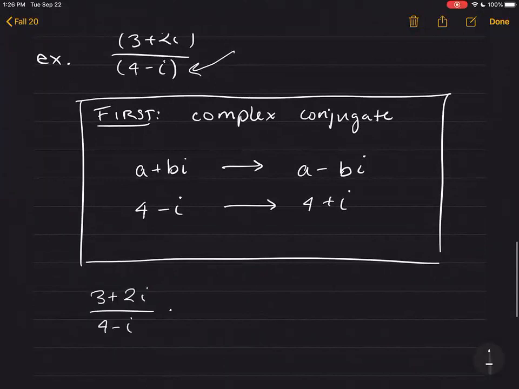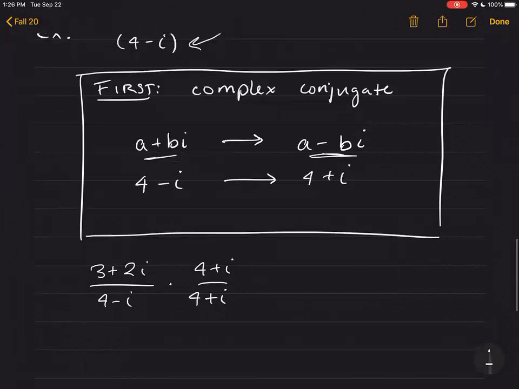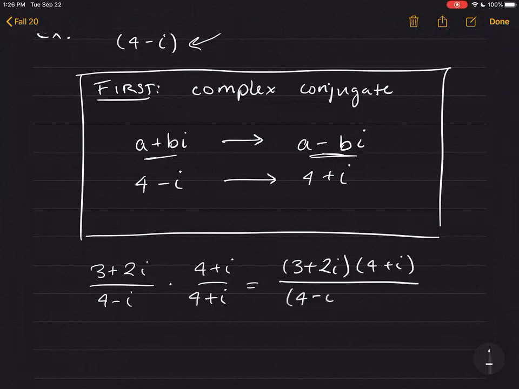We're going to multiply it by 4 plus i, top and bottom, like that, our fancy one. So I'm not changing anything. And the reason we're doing this is because when you multiply a complex number by its complex conjugate, something interesting happens. And we'll see that here. So if we leave just 3 plus 2i, and then this becomes 4 plus i over 4 minus i times 4 plus i.